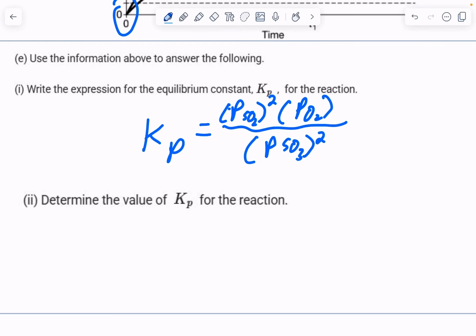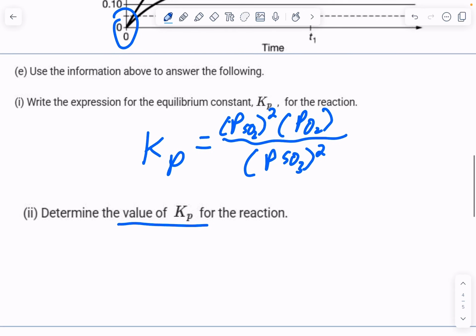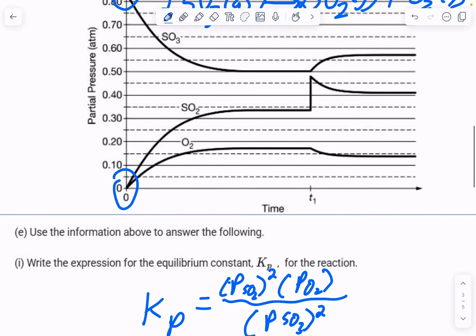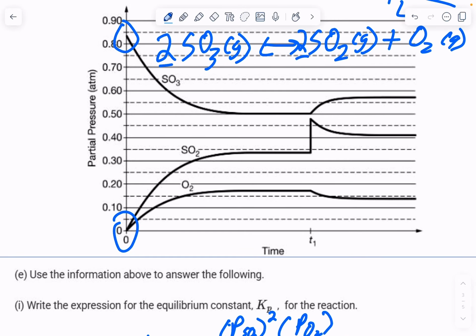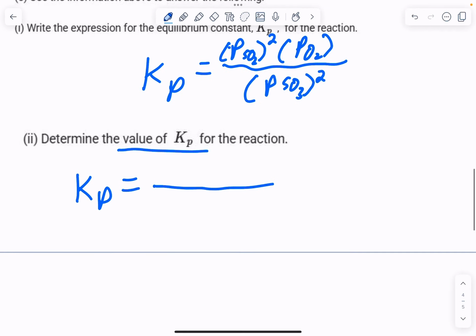Now, part 2 says, what's the value of Kp? So now we've got to figure out what Kp actually is. We've got to put in some values. Kp is going to be equal to, we need to find some values. Now, there are 2 options. Equilibrium is established right here, or it gets reestablished right here. Something happens at T1. So you can use either set of numbers to solve it, and both will come out as the correct Kp value. I'm just going to use these first ones. It looks like at equilibrium, there's about 0.5 SO3. So that's 0.5 squared.